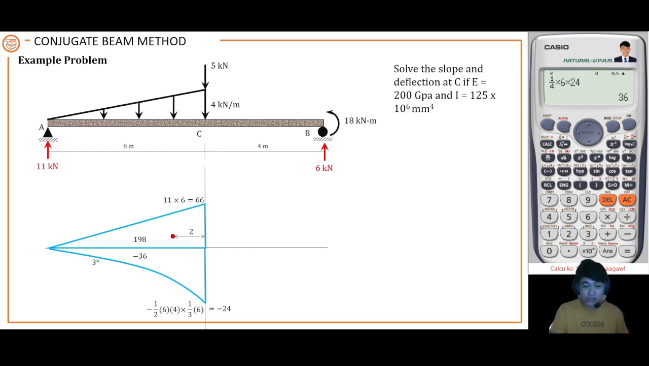How about its location, the location of its centroid? We also need the centroid of this area, just like what you've done in your area moment method. We need the area and also the location of the centroid of those areas. Later on you'll understand why. So what's the location of the centroid of a third degree spandrel? That is 1/5 of your base. The base is 6 meters, so times 1/5.